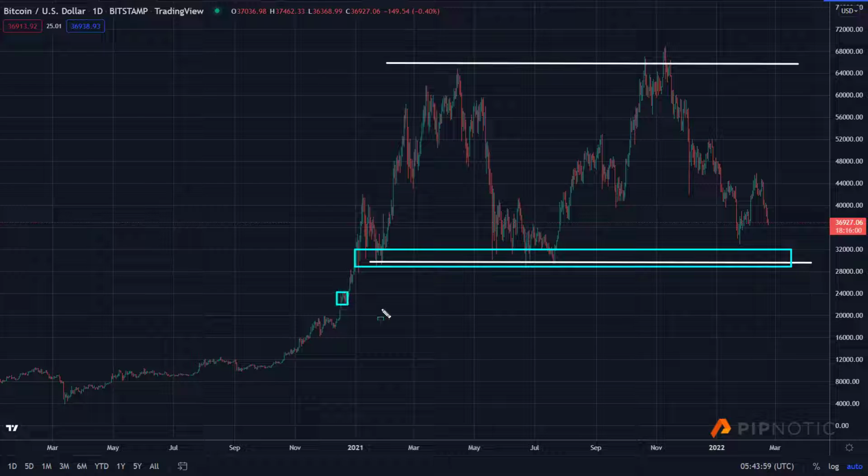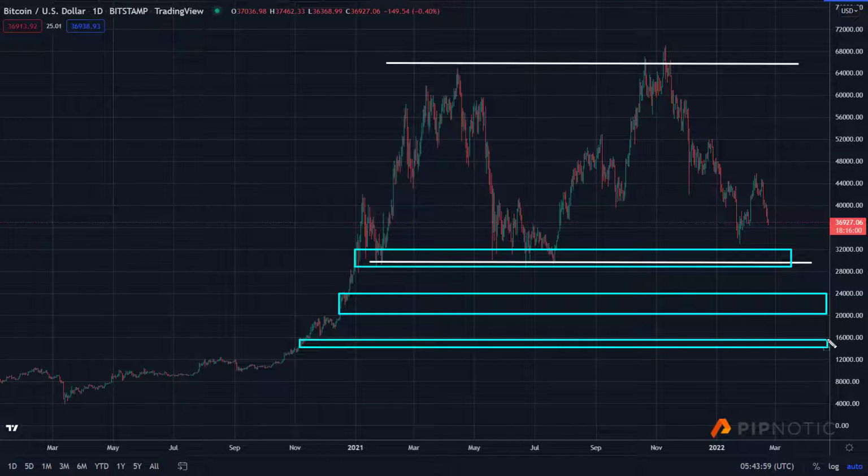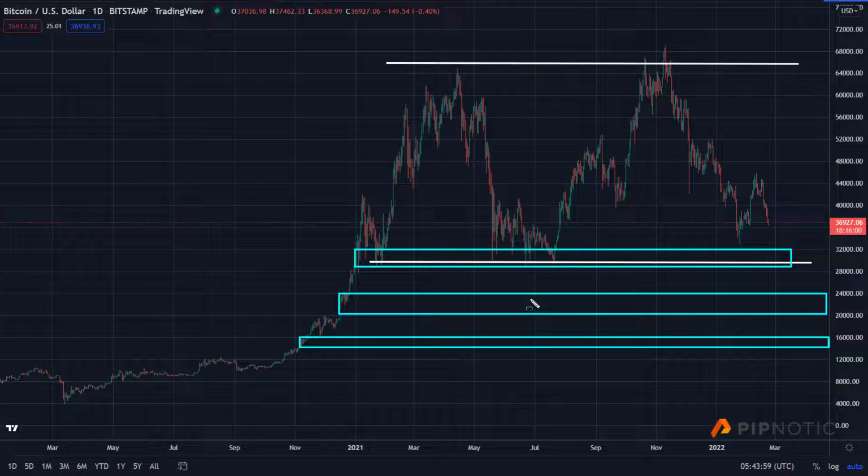I really like this a lot. We also have this one here, and this one here, and this one here. Let me draw those in properly. So we have this one here. We also have this one here, which is just the bottom of this area. Then we have a few other areas. We have this one here at the $16,000 point. So we have several areas that we could consider to buy back into Bitcoin.